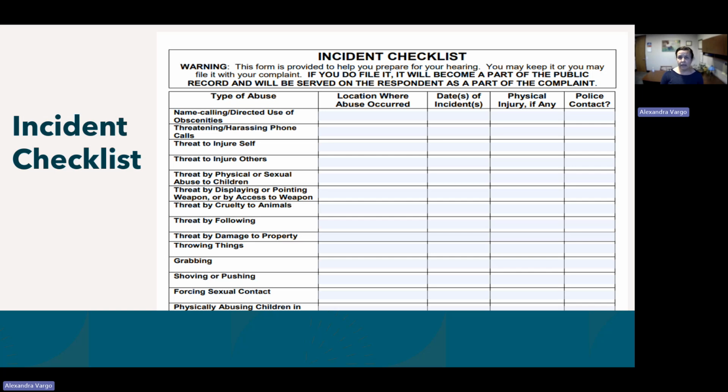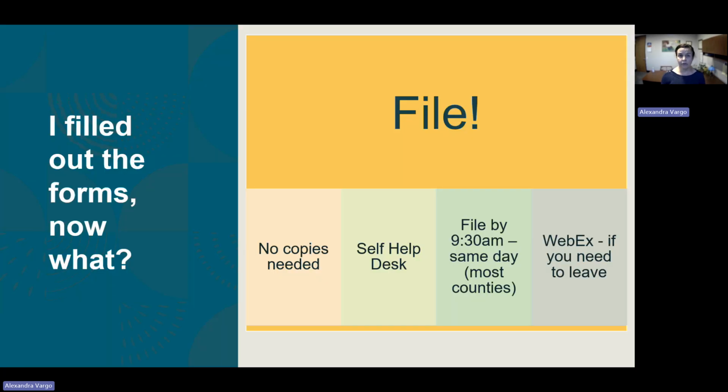and to ask specific questions like, has there ever been threat by physical, sexual abuse to the kids, threat to cruelty of animals, threat by following you, throwing things, grabbing you, shoving you, pushing you, all sorts of things. And this is about half of the page, just as an example. But I've noticed that when I have folks fill out this form, it really brings up some incidents and memories that maybe were just kind of pushed away, or that the person just didn't think were that important, and actually they turned out to be really important.